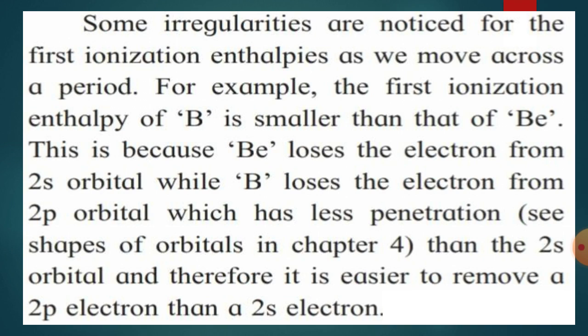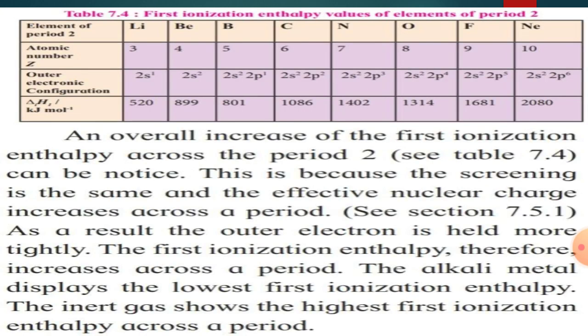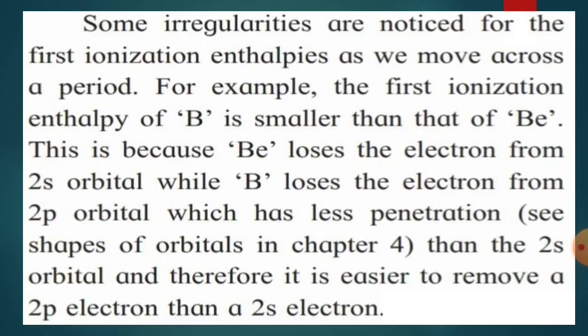In the table, you see some irregularity between beryllium and boron. As the first ionization enthalpy is increasing across the period, the value for beryllium is 899 and for boron it is 801. It has decreased. So you see some irregularities noticed for the first ionization enthalpy as we move across a period. The first ionization enthalpy of boron is smaller than that of beryllium. Why? Because beryllium loses the electron from the 2s orbital.